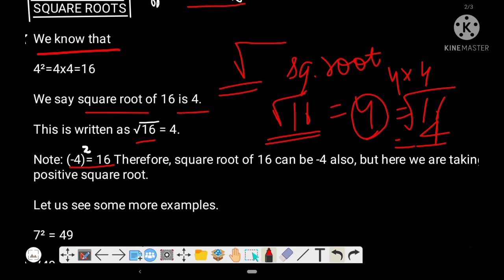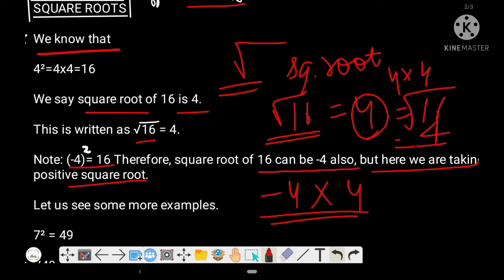Therefore, the square root of 16 can be minus 4 also. But in this chapter, in this class, we are taking the positive square root only. Why? Because any square is what? A number multiplying itself, right? Minus 4 into minus 4 is positive 16.